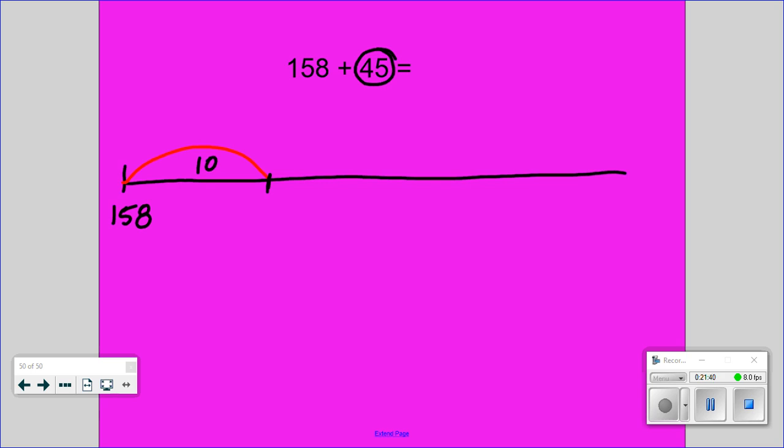What's my new stopping point? 158, and then I did a 10 jump. Miranda? 168. Let's do another 10 jump. Easton, what's my new stopping point? 178. I've done 2 10 jumps. We keep going. Grace, what's my new end point? 188. Very good.